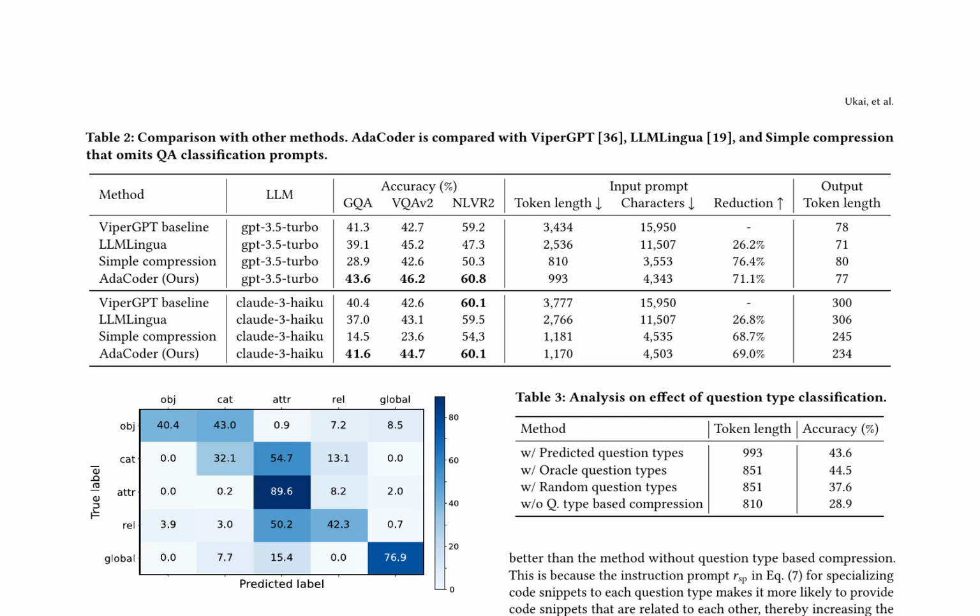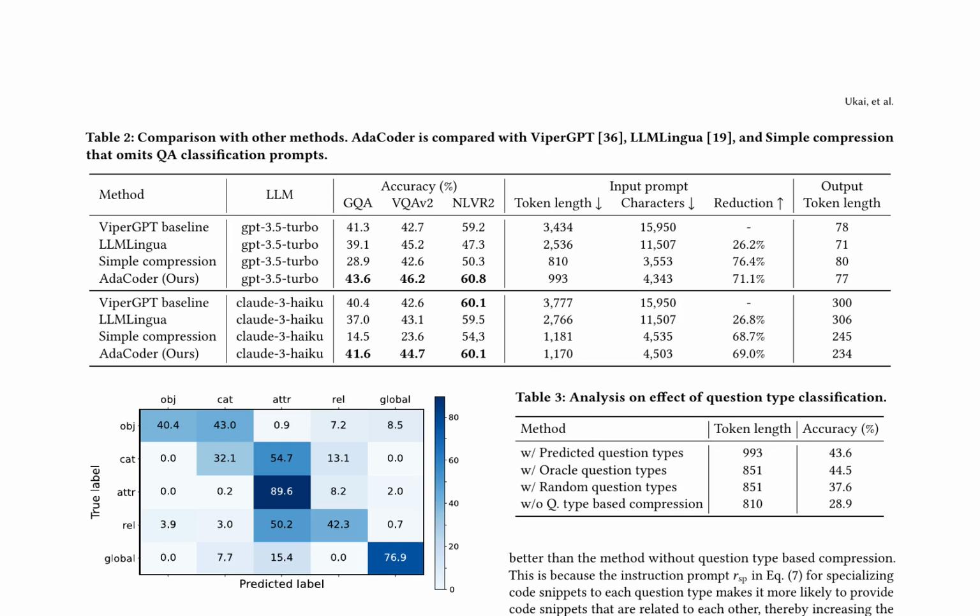AdaCoder is compared to other methods, including ViperGPT, LLM Lingua, and simple compression, in Table 2. The results show that AdaCoder outperforms these baseline methods in terms of accuracy and compression ratio. Specifically, AdaCoder achieves higher accuracy on the GQA, VQA-v2, and NLVR2 datasets, while reducing input token length and character count. The confusion matrix in Figure 5 reveals a question type classification accuracy of 58.1% on the GQA dataset, indicating that AdaCoder effectively classifies critical question types necessary for code generation.